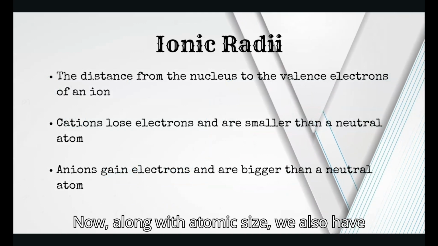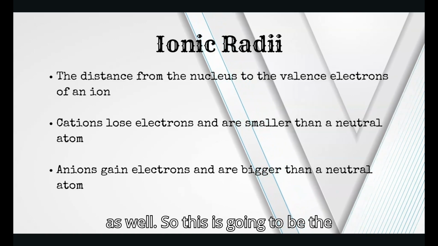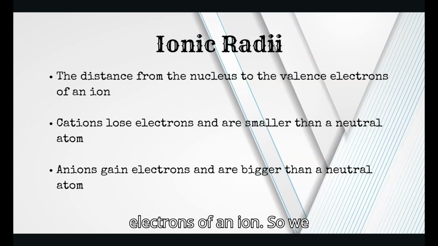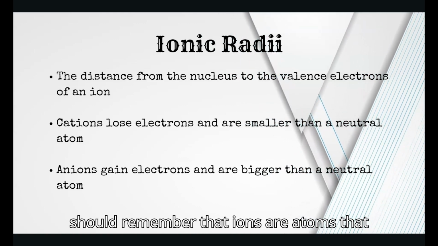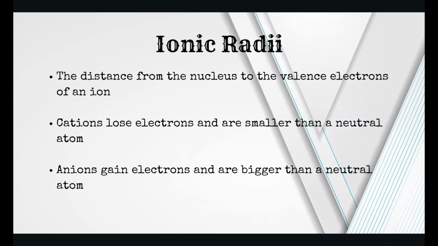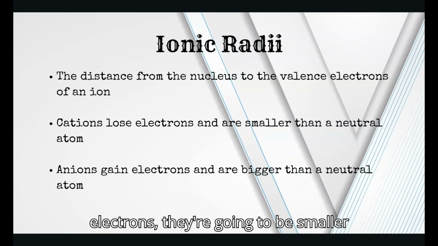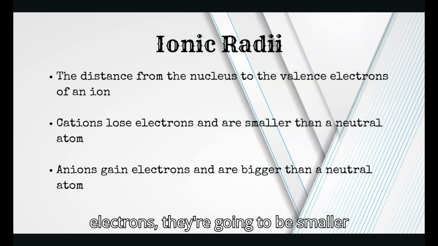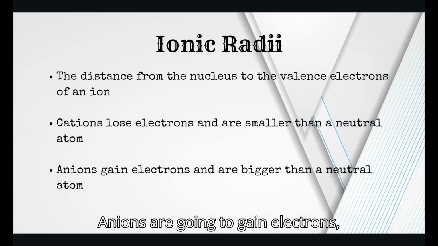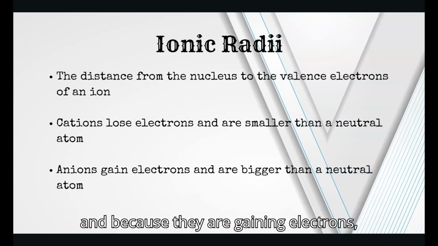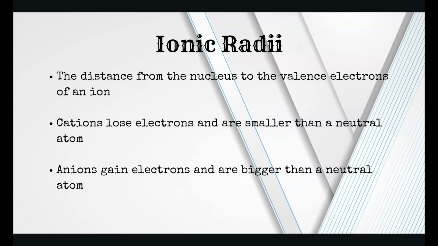Now, along with atomic size, we also have ionic radii or ionic size as well. So, this is going to be the distance from the nucleus to the valence electrons of an ion. We should remember that ions are atoms that have either gained or lost electrons. Cations will lose electrons, and because they're losing electrons, they're going to be smaller than our normal atom. Anions are going to gain electrons, and because they are gaining electrons, they are going to be larger than our normal atom.